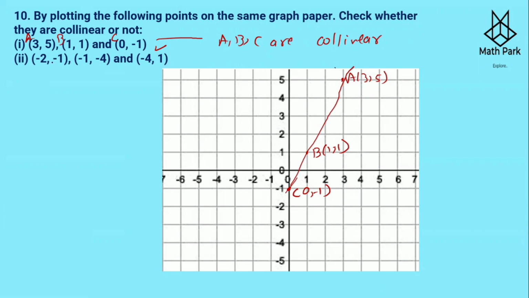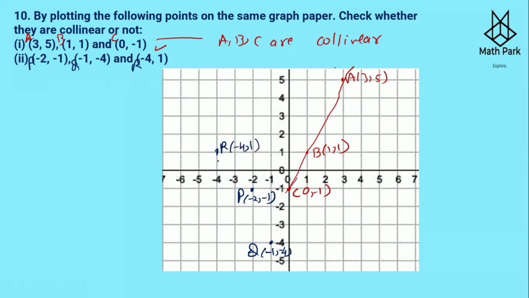In the second part, let us name the points P, Q, and R. This is your point P, which is (-2, -1). Then Q is (-1, -4), and then R is (-4, 1). This is the point R, which is (-4, 1).